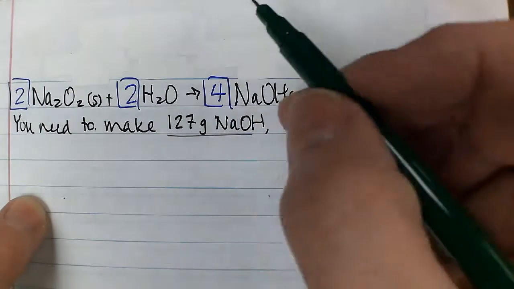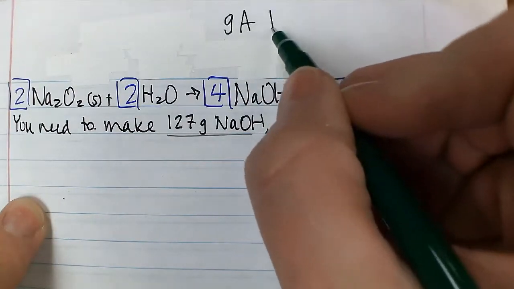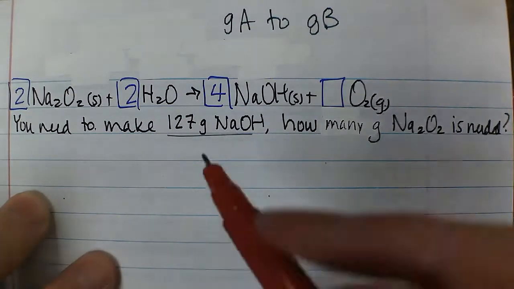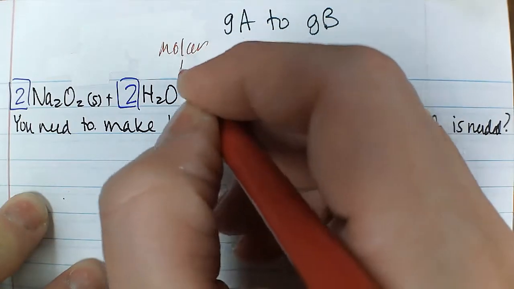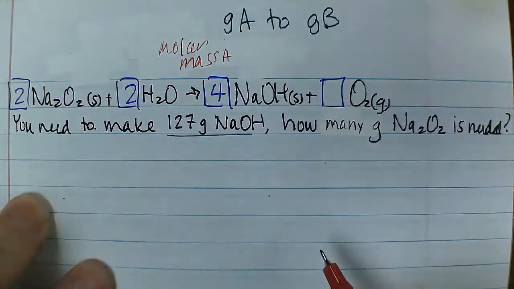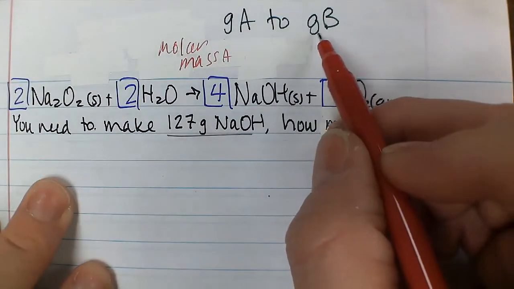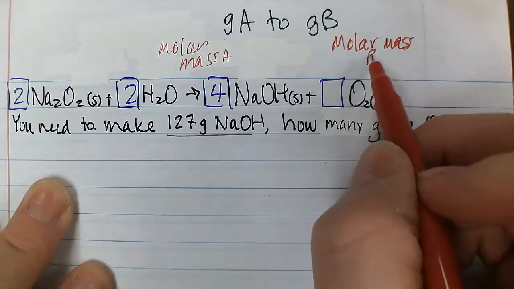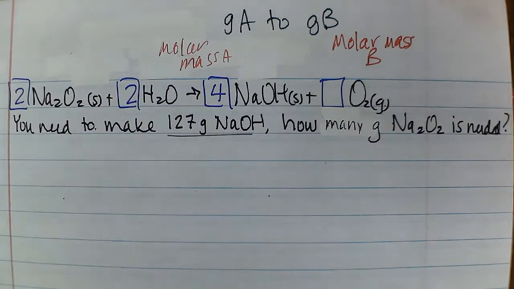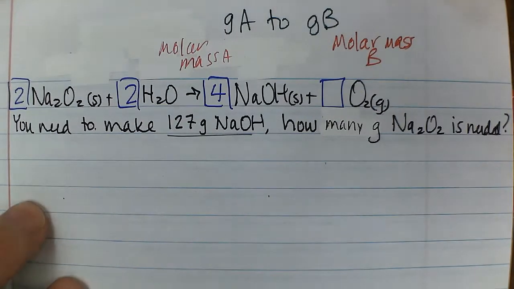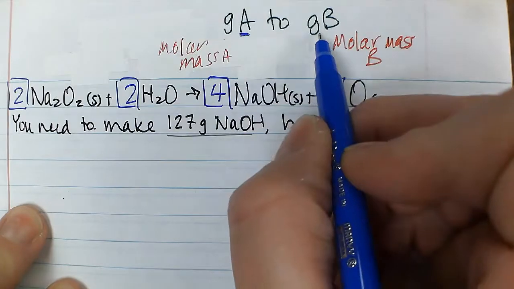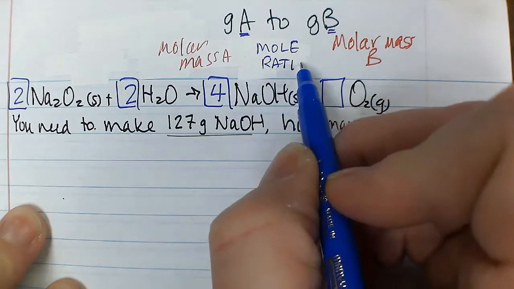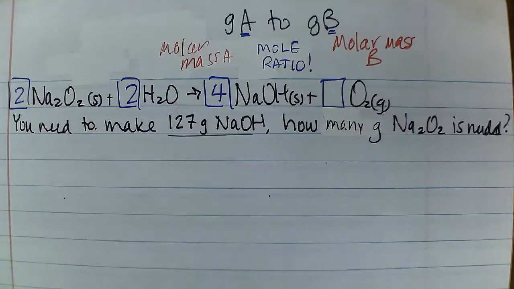All right, so this problem is going to be grams of one thing to grams of another. And what I know when I see grams is that I'm going to need molar mass, and that's going to be of A. I also see that if I've got grams at the other end, that means I'm also going to need the molar mass of B. And I also remember from my other stoichiometry videos that in order to change from one compound to another, I have to have a mole ratio. So those are my basic steps.